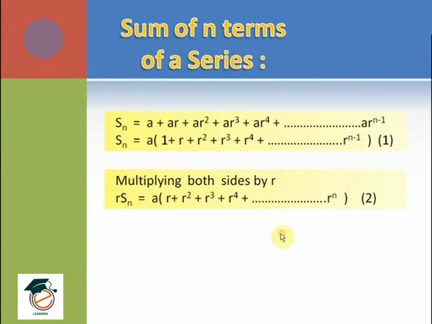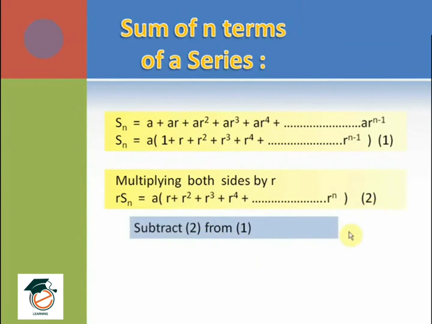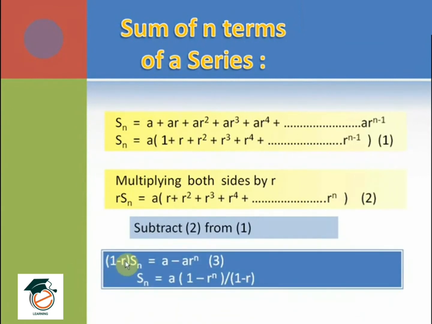And what we do? We subtract equation 2 from equation 1. So what we get is 1 minus r into Sn equal to a minus a into r to the power of n. Why? Because this becomes ar, this becomes ar square, this becomes ar cube. This gets cancelled with ar square, this gets cancelled with ar, this gets cancelled with ar square and so on. Only we are left with a and a into r to the power of n, this term. Therefore this would be equal to a minus a into r to the power of n, and let us say that this is equation number 3.